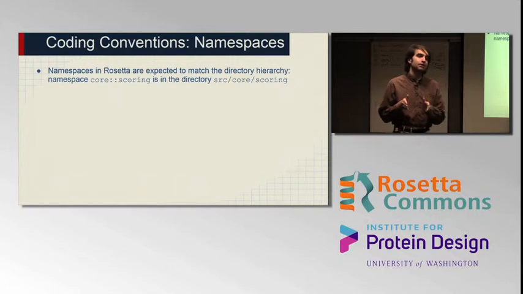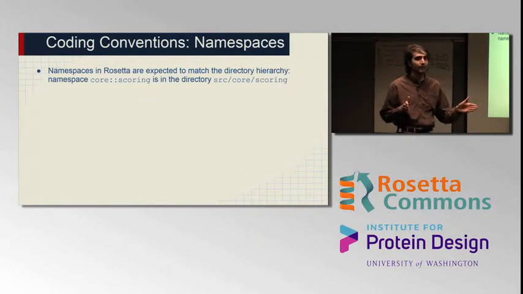Namespaces. The directory structure in Rosetta matches the namespace structure. So I told you that recently I moved residue selectors to the core/select/residue_selector directory. I also moved them in their namespace to core::select::residue_selector.